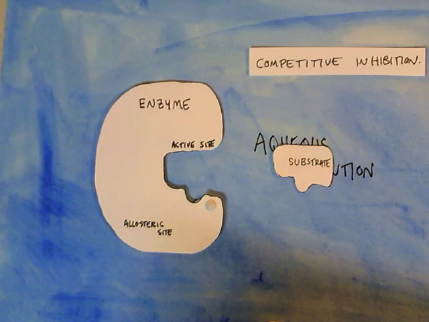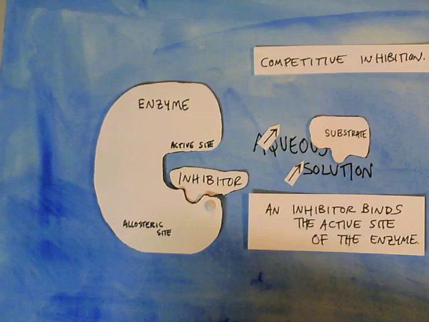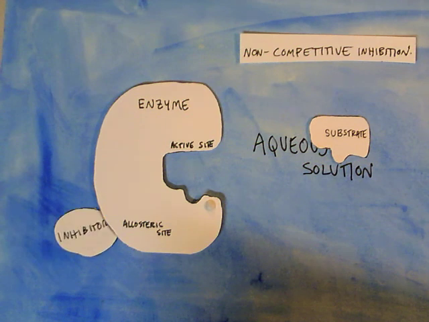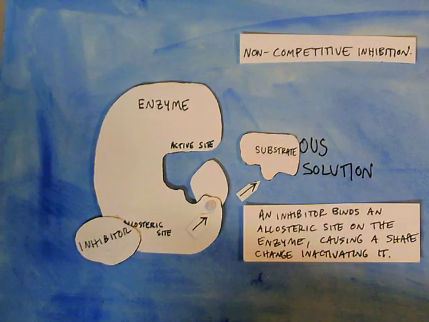Sometimes an enzyme's activity is inhibited by other chemicals. First, let's look at competitive inhibition. Competitive inhibition occurs when an inhibitor binds the active site of the enzyme. This prevents the substrate from being able to bind the active site. Non-competitive or allosteric inhibition occurs when an inhibitor binds the allosteric site on the enzyme. This causes a shape change in the enzyme, inactivating it, preventing the active site of the enzyme from binding the substrate.